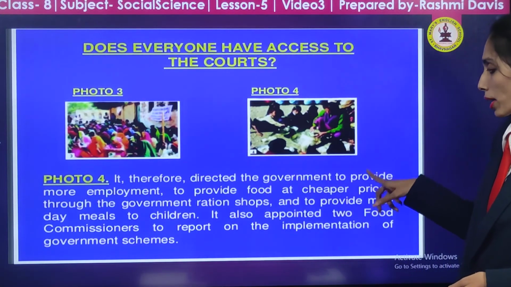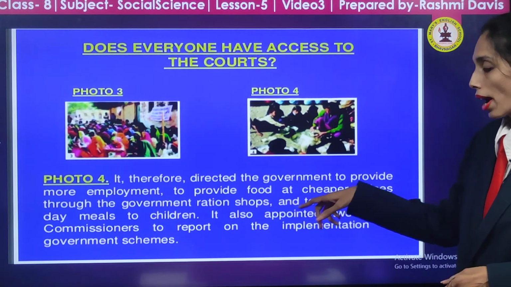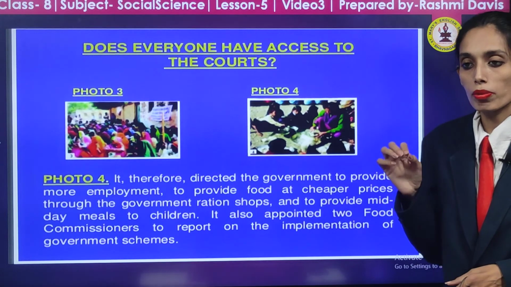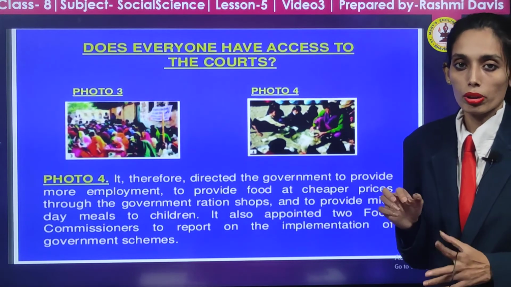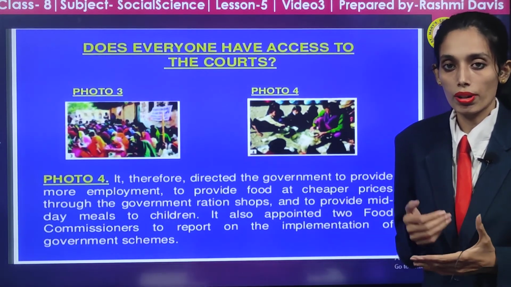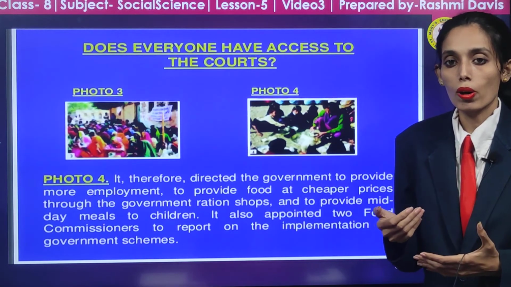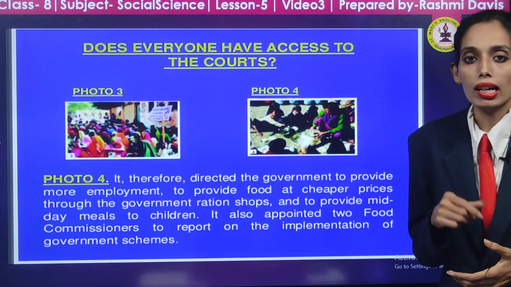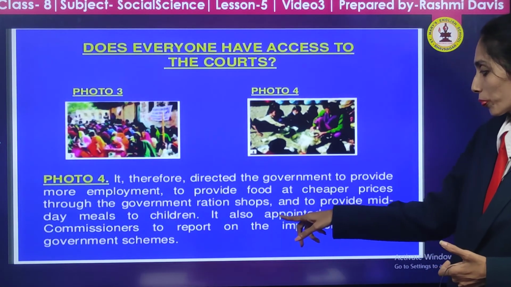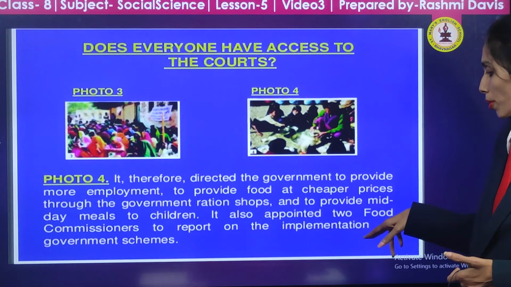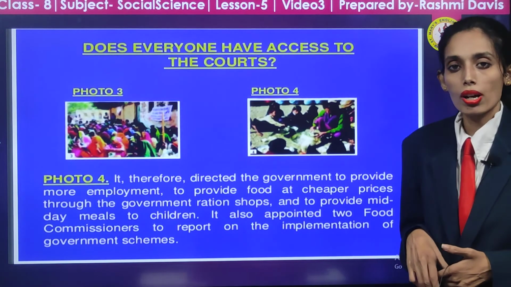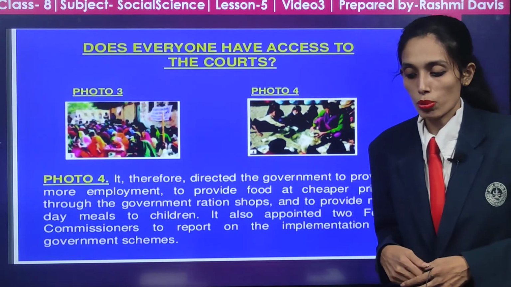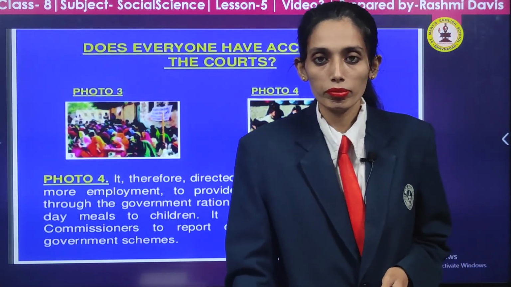To provide food at cheaper rates by the government, there are ration shops. According to Article 21, ration shops will be provided with all the grains, dal, sugar, all the necessary things. So they will be providing to people at lower cost. So this was started. It also pointed to food commissioners who will be having a check on the implementation of the schemes which are there, government schemes.